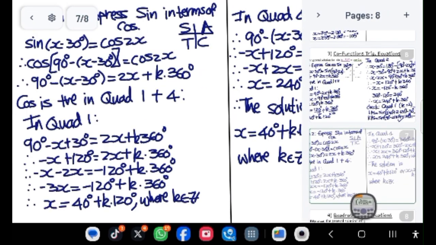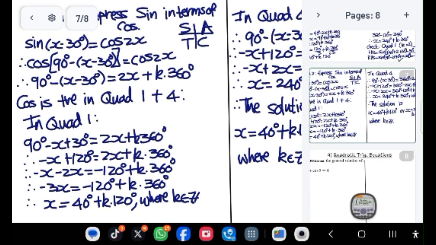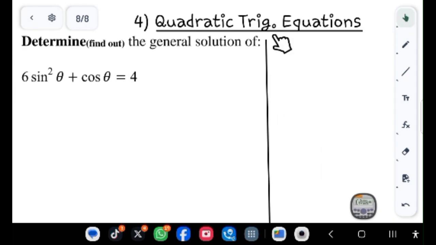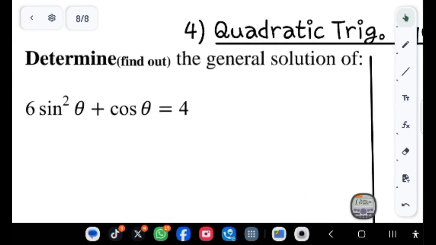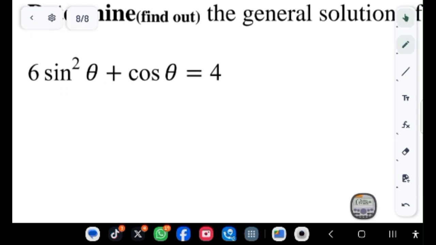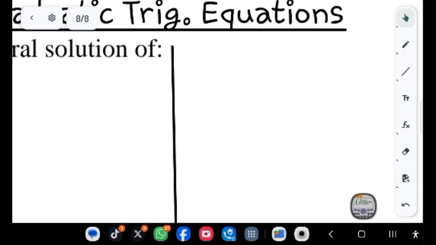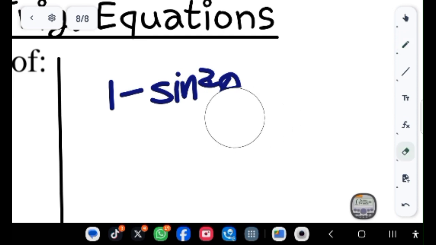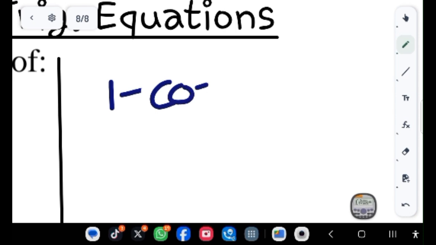When you are dealing with a co-function situation, you can choose whichever option works for you. That's up to you. Now, number 8, the last one, let's look at the quadratic trigonometric equation. Here is an example. Determine the general solution of 6 sine squared theta plus cos of theta equals 4. In this case, the sine squared of theta, using the square identity, can be written as 1 minus cos squared theta.